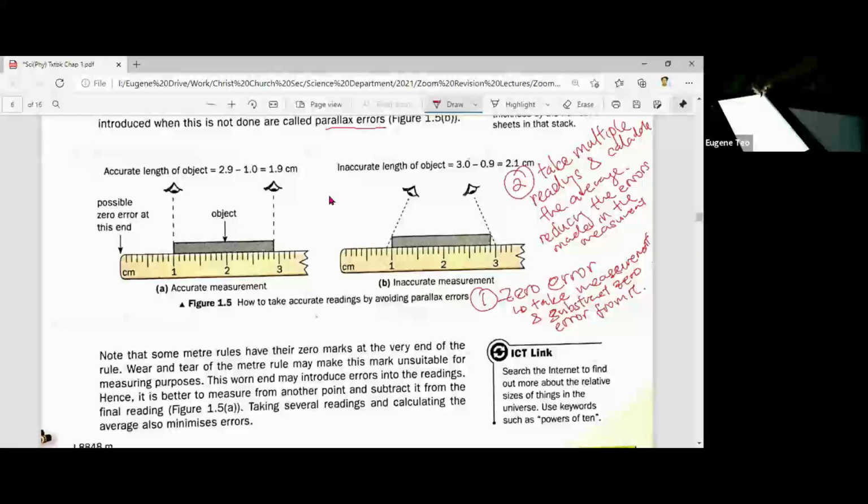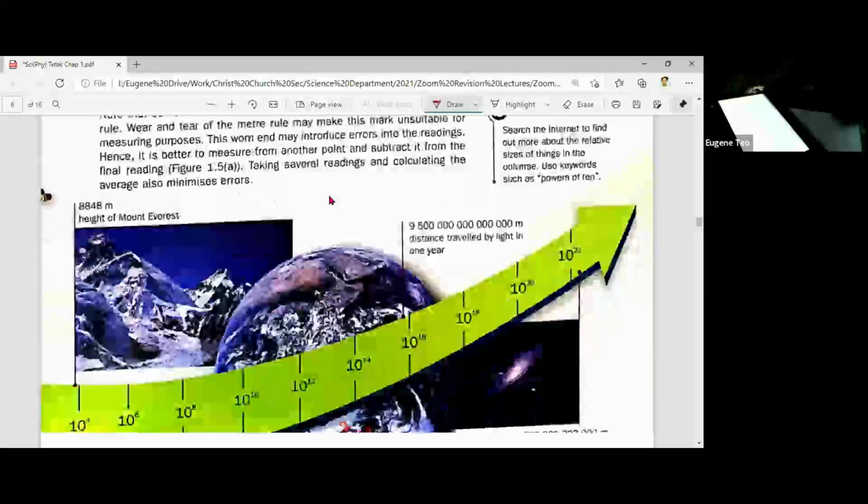So these are the two common ways you can always list in terms of how you can reduce the error. Of course, if the instrument doesn't have a zero error, then you're down to this only: taking multiple readings, calculating the average to reduce the error made in the measurement. So this is with regard to errors. You can see this is not really covered in this part. If you look at the learning objective, it's not explicitly mentioned, because this is more or less covered when you're doing practicals. So this is for 1.3.